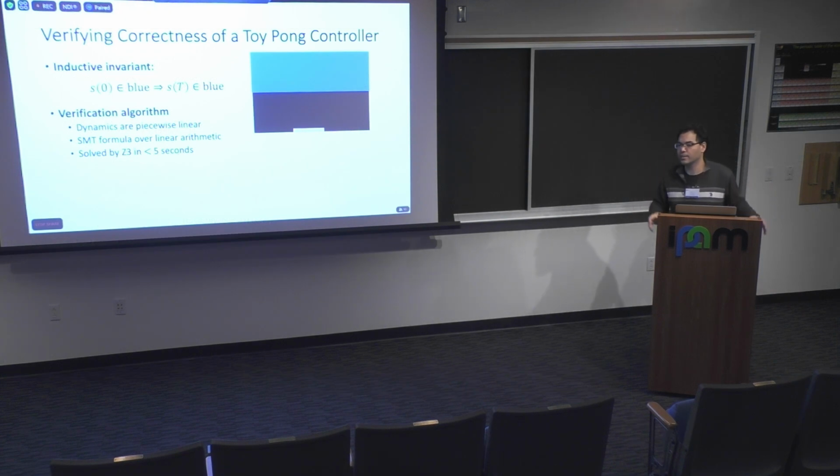So you can encode this correctness property: what you need to prove is this invariant, that if you start in the blue region, then you come back to the blue region after some number of steps. If you prove that, then by induction, you're going to play the game correctly forever. And you can encode this correctness property as an integer linear program that you can solve very efficiently.